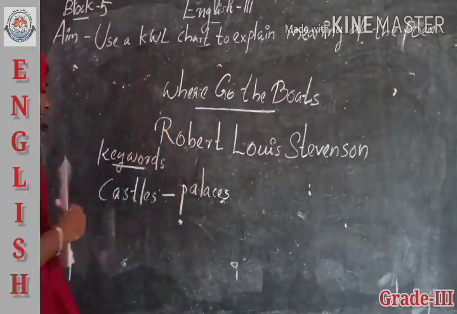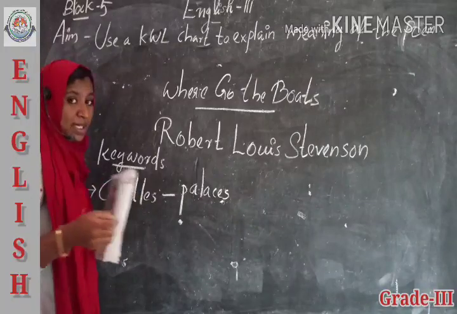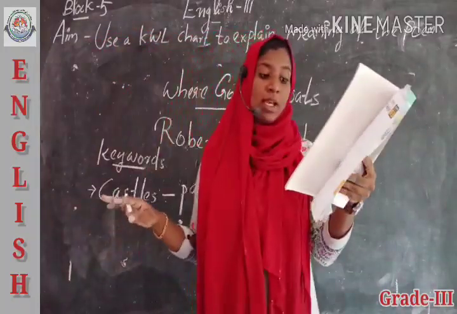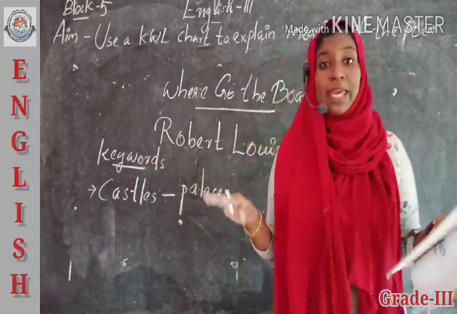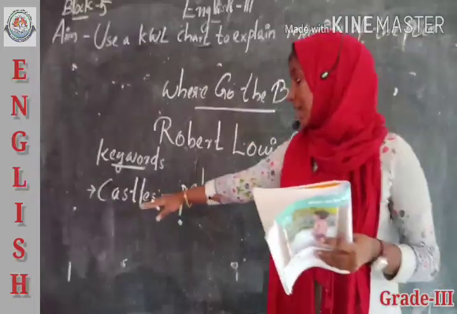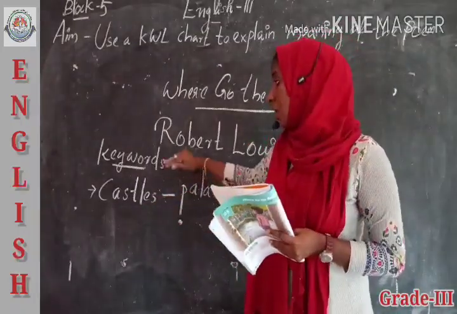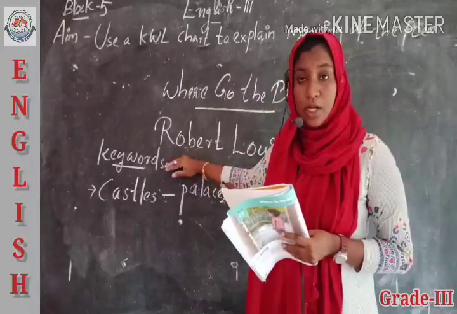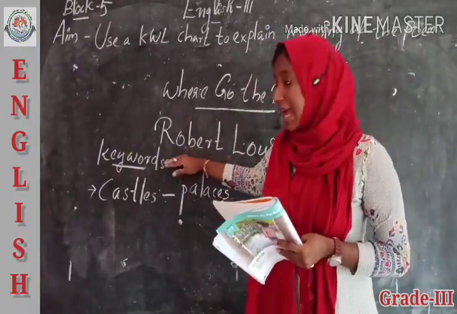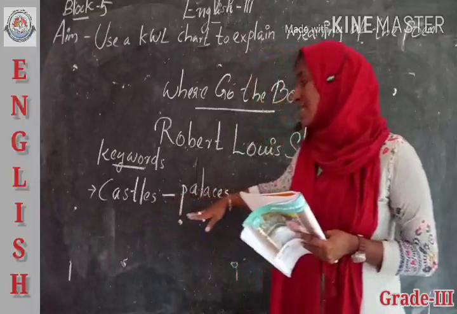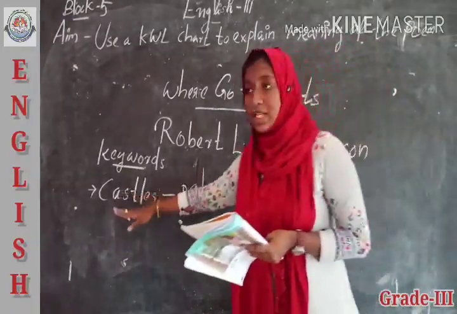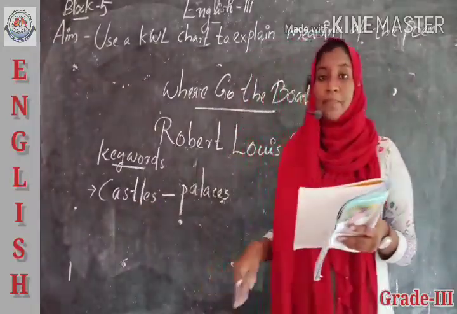So castles means palaces, which means, in a palace normally, yes, a palace is the home of kings and queens. So castles means palace. So please write it in your notebook, just like keywords as a title, and you can write castles means palaces. You can write your keywords with meanings, okay?